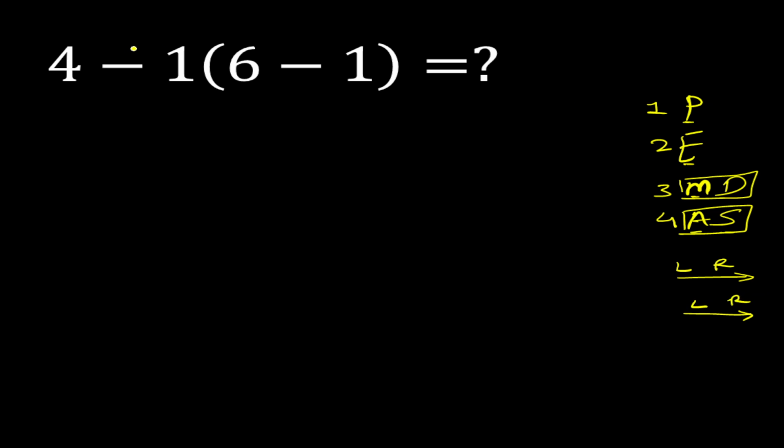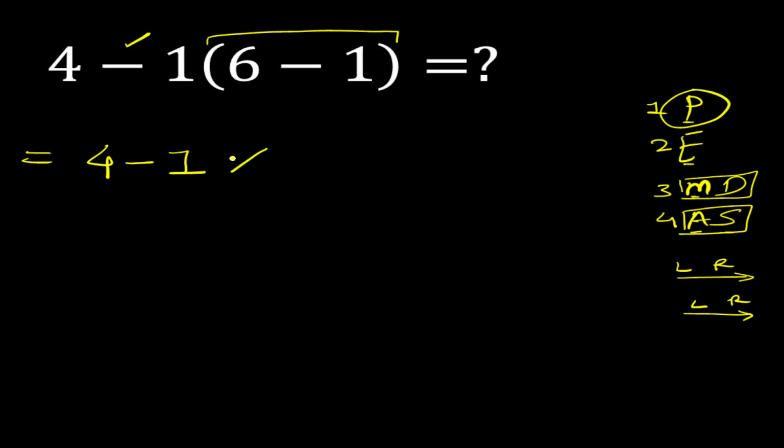So in this question, we have one subtraction and here we have one parenthesis. So according to PEMDAS, first priority is parenthesis. So it is equal to 4 minus 1. Now solve this parenthesis, 6 minus 1 is equal to 5.